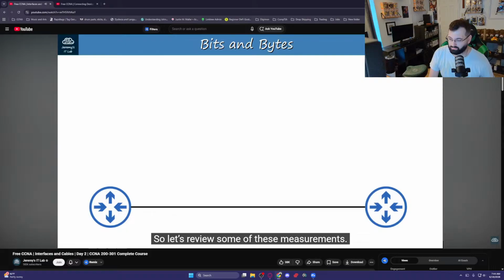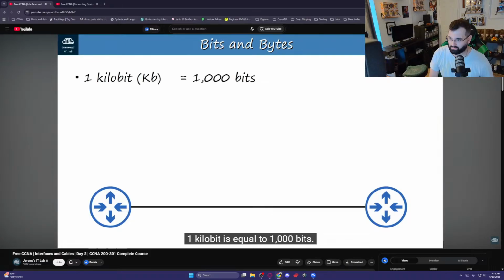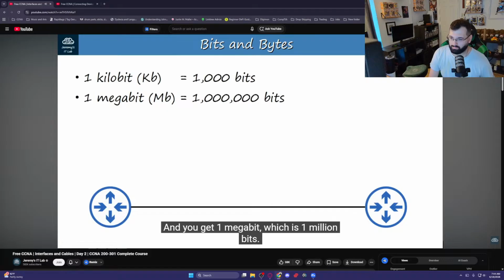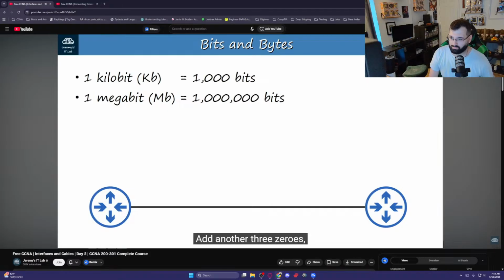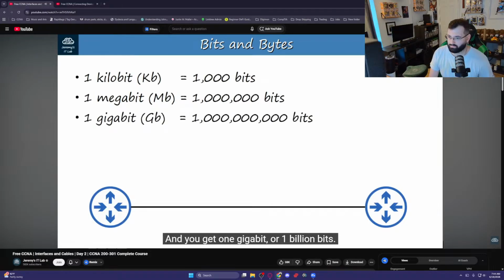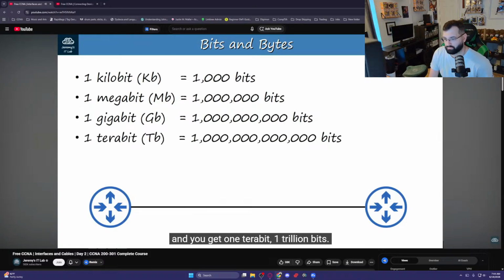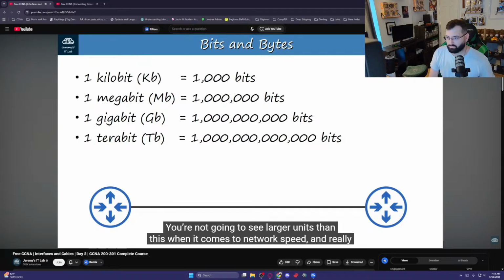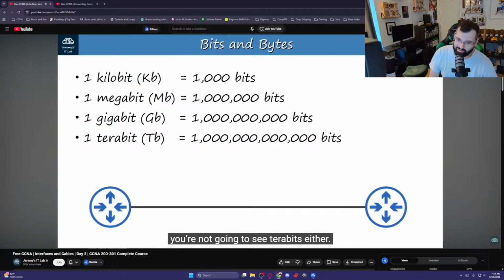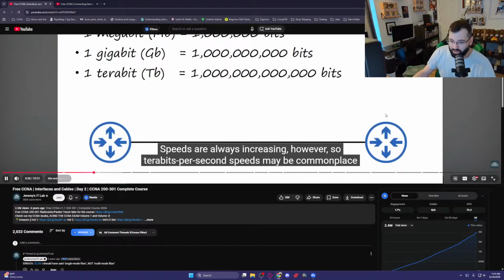So let's review some of these measurements. 1 kilobit is equal to 1,000 bits. Add 3 zeros to that, and you get 1 megabit, which is 1 million bits. Add another 3 zeros, and you get 1 gigabit, or 1 billion bits. Add another 3 zeros to that, and you get 1 terabit, 1 trillion bits. You're not going to see larger units than this when it comes to network speed, and really you're not going to see terabits either. Speeds are always increasing, however, so terabits per second speeds may be commonplace soon enough.